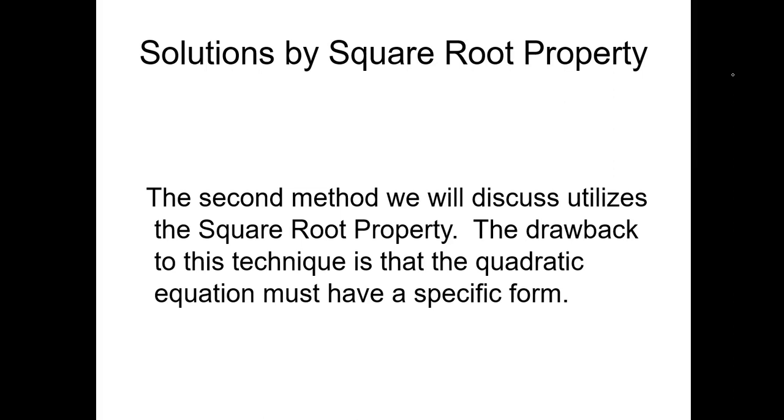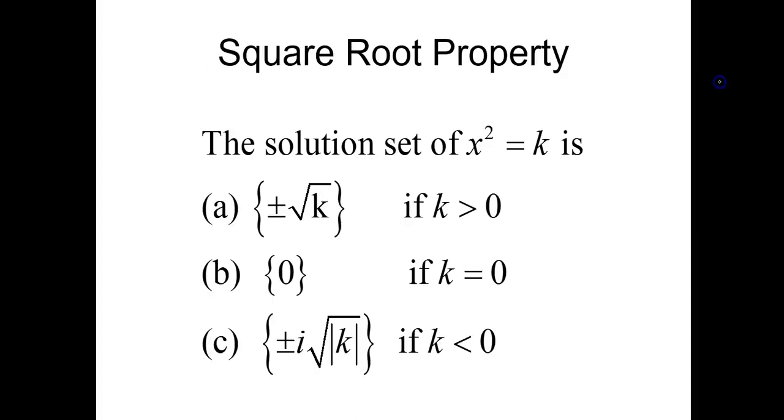Another method, which only works in specific cases, is the square root property. You have to have a specific form. If you have a quadratic equation where you have something squared equals a number, then you can apply the square root property to try to find your solutions. It doesn't have to just be x squared, but it has to be some quantity squared equals a number.